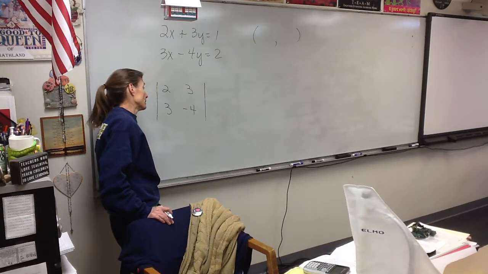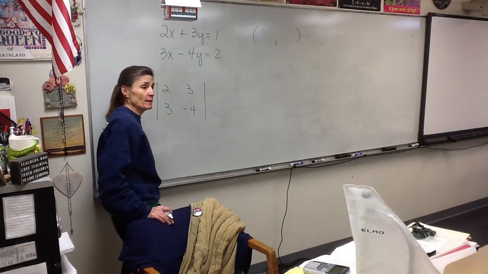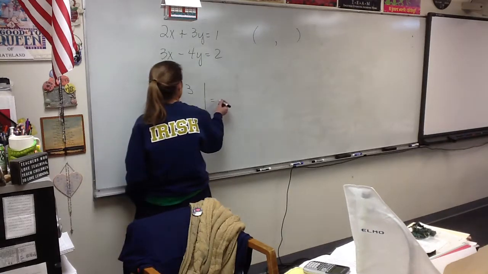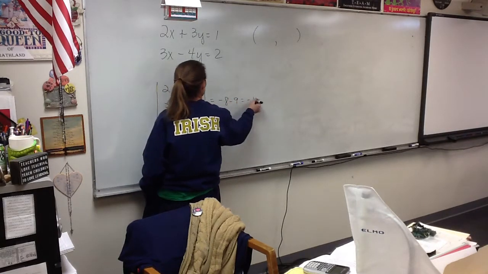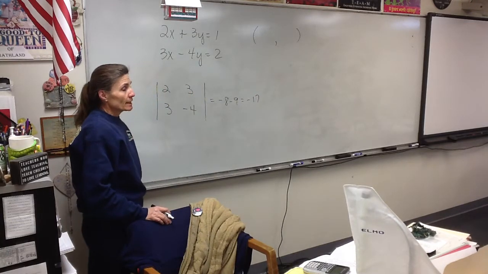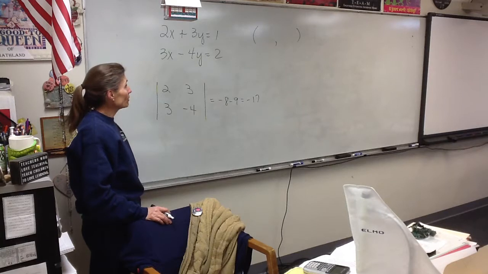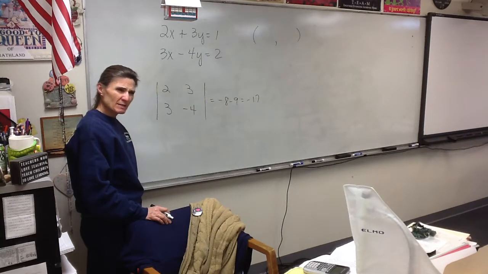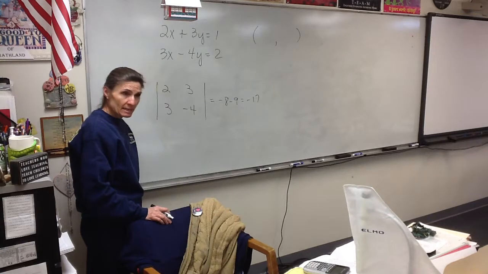Now, what is the value of this determinant? Negative 17. I got negative 17. Katie Thomas, your hand was up earlier. Do you know what I do with that negative 17? Like X equals, then it'll be a determinant over 17 and Y equals.